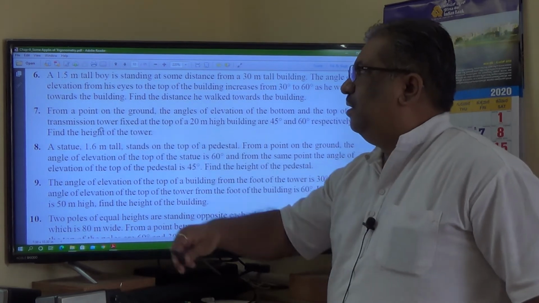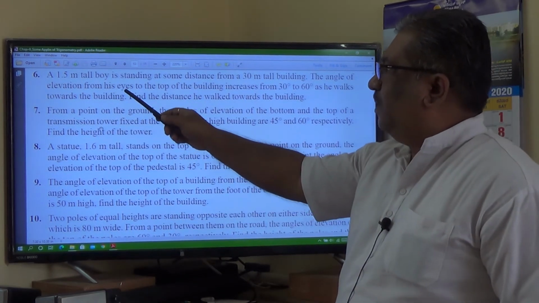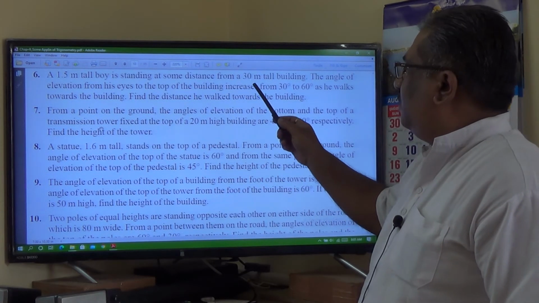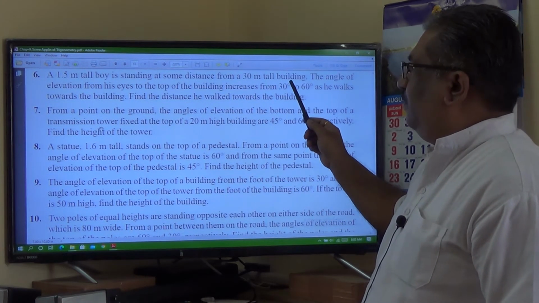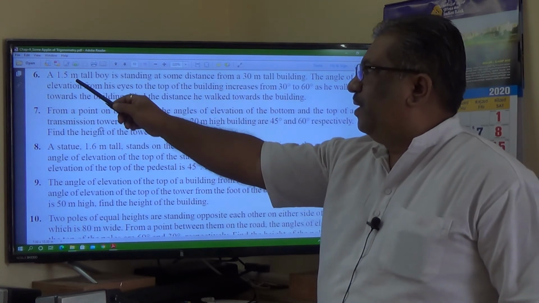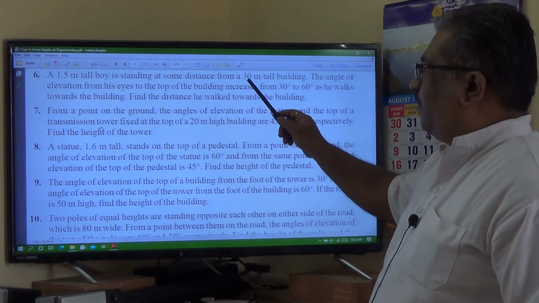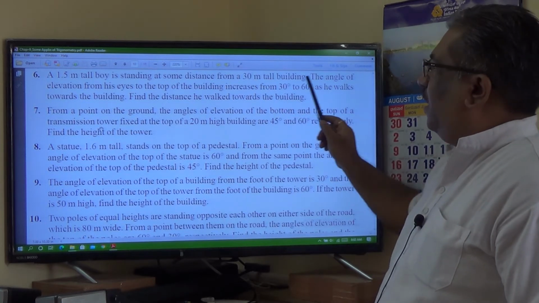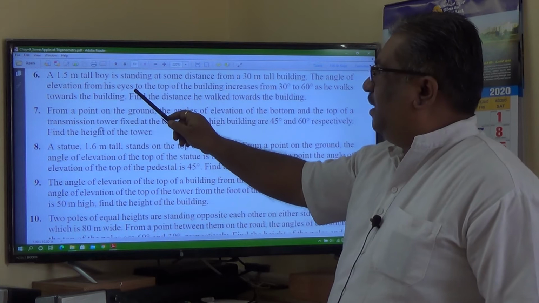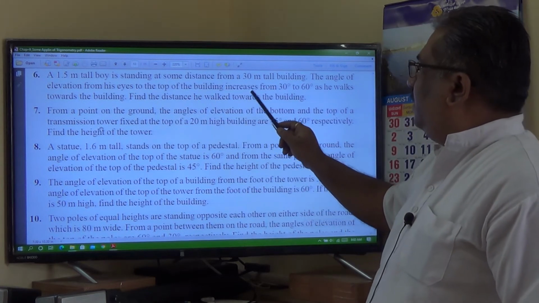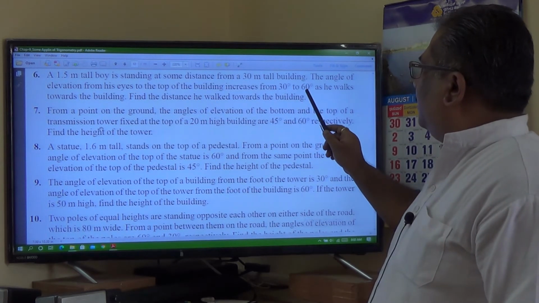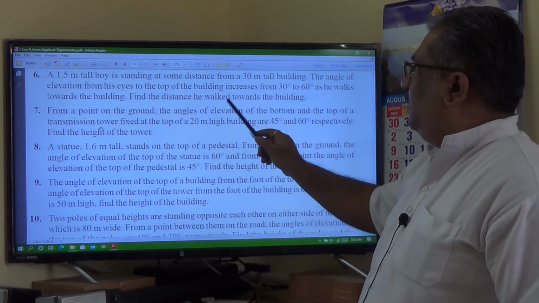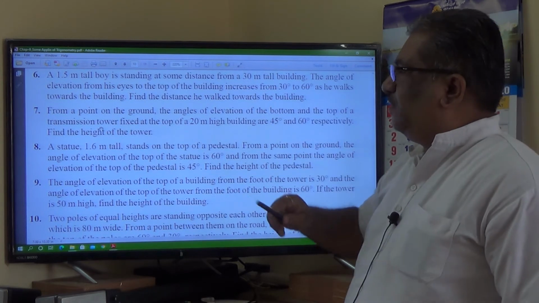Question number 6. A 1.5 meter tall boy is standing at some distance from a 30 meter tall building. Height of the boy is 1.5 meter, and building height is 30 meter. The angle of elevation from his eyes to the top of the building increases from 30 degrees to 60 degrees as he walks towards the building. Find the distance he walked towards the building. Let's solve this on the board.